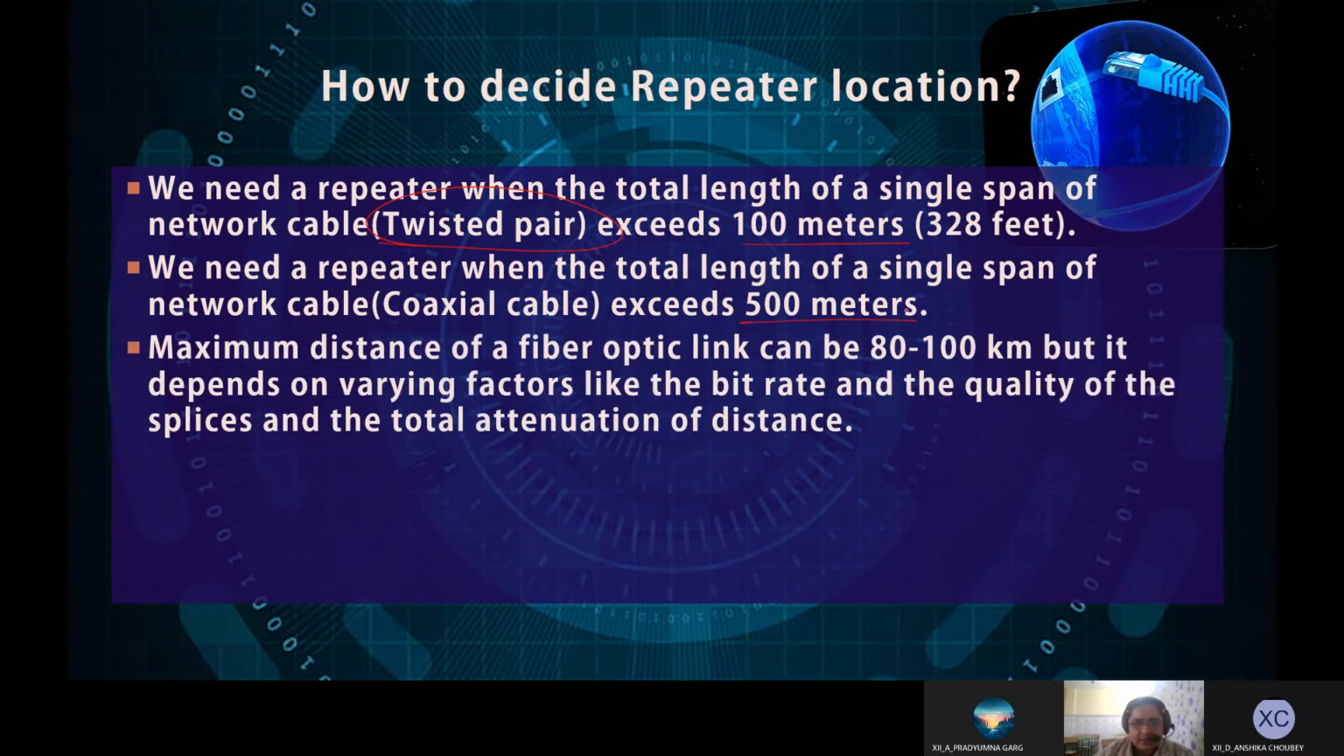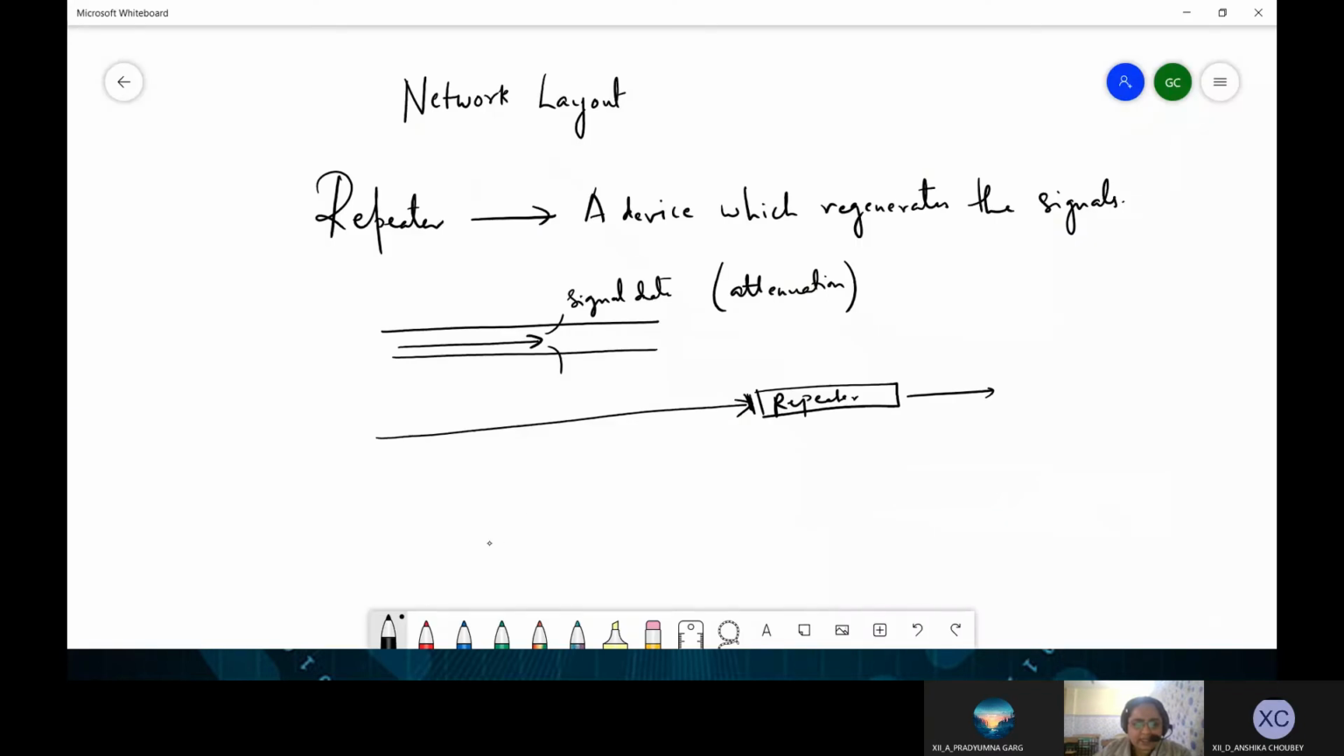Maximum distance of a fiber optic link can be 80 to 100 kilometers, but it depends on varying factors like bit rate and quality of splices. Splices means normally this fiber optic cable is not a flexible cable. So you cannot bend or twist it near the bends. That is why you have to splice into the cable.